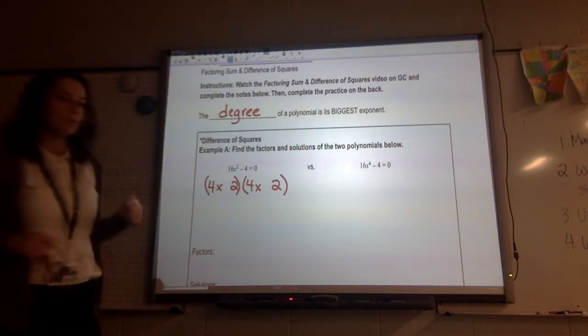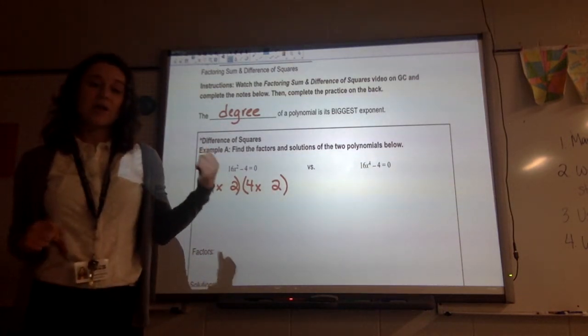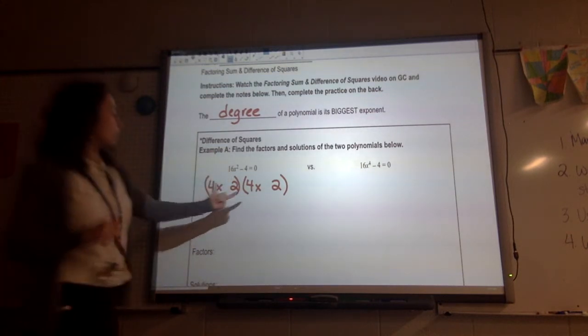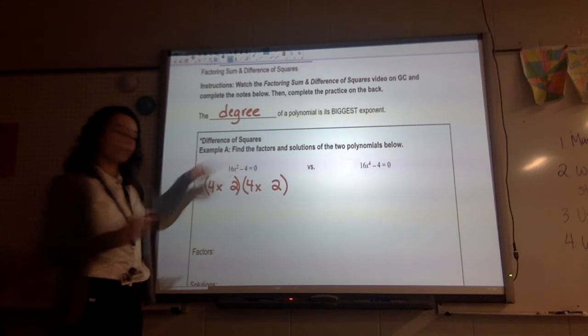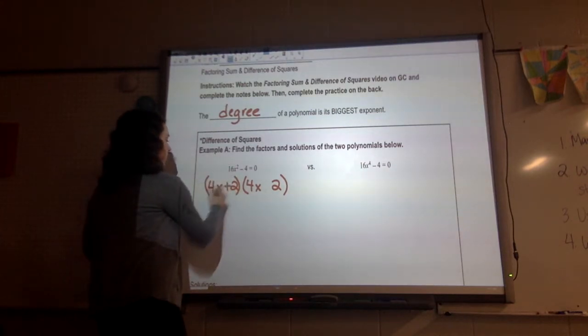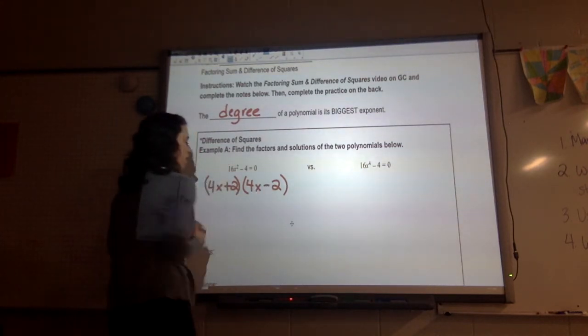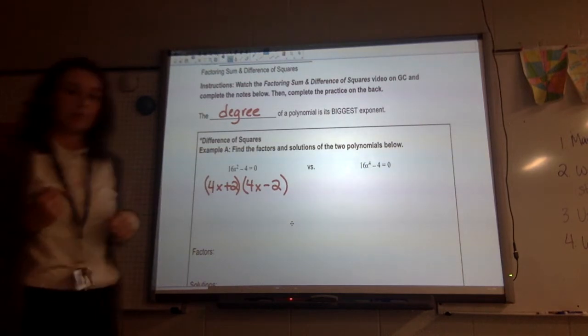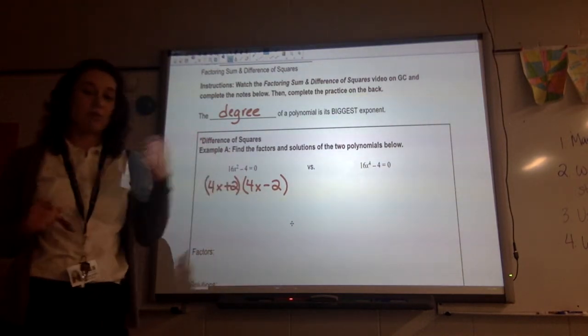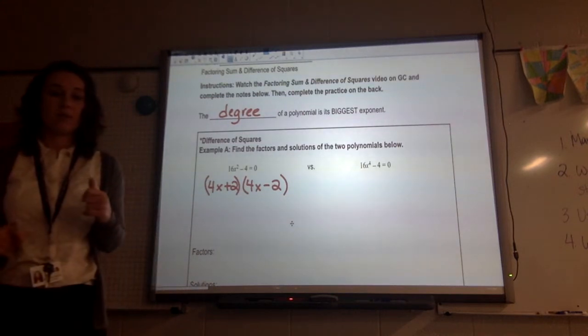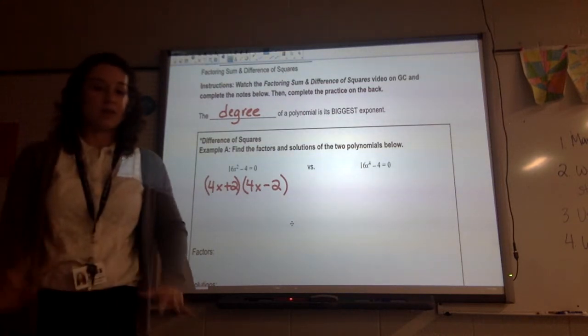Okay. Because of that minus sign in the middle, the only way for me to be able to multiply this back out and get back to a negative 4 is if one of the parentheses has a positive 2 and the other one has a negative 2. There's my factors right there. All I did was take the square root of everything and I was done. I didn't have to draw out the x's, nothing like that.